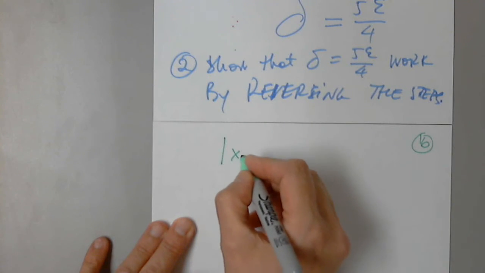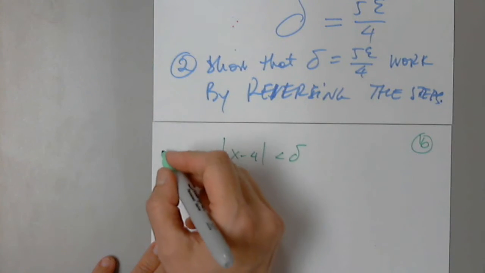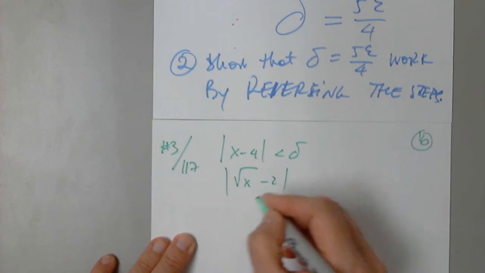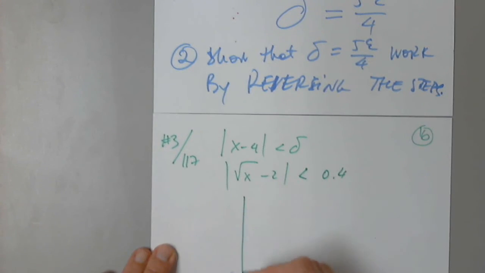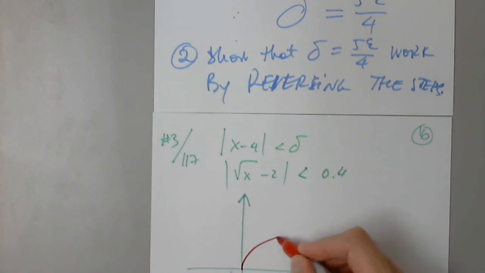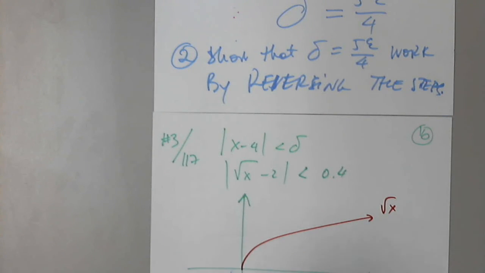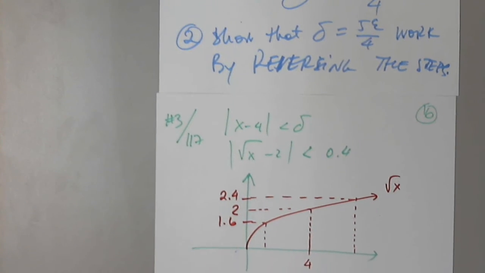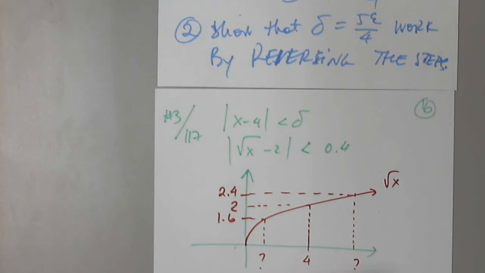So we are given |x minus 4| less than delta. And this is problem 3 on page 117. And we have |square root of x minus 2| is less than 0.4. And we are given this graph. The square root of x is this graph. And we have 4, we have 2, 2.4, 1.6. And we're asked to find delta.